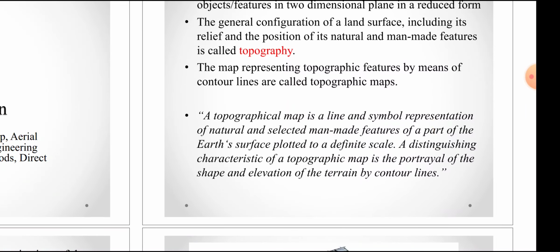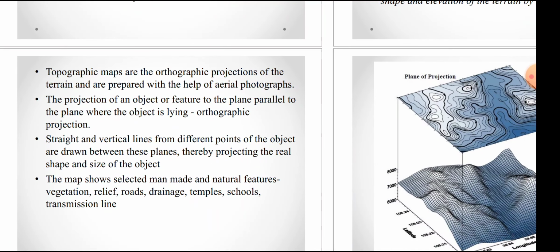A distinguishing characteristic of a topographic map is the portrayal of the shape and elevation of terrain by contour lines. Topographic maps are the orthographic projections of the terrain and are prepared with the help of aerial photographs. The projection of an object or feature to the plane parallel to the plane where the object is lying is called orthographic projection. Straight and vertical lines from different points of the object are drawn between these planes, thereby projecting the real shape and size of the object. The map shows selected man-made and natural features, vegetation, relief, roads, drainage, temples, schools, transmission lines, etc.